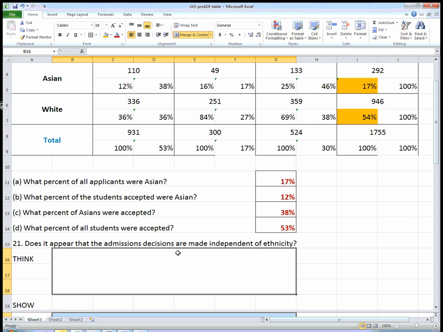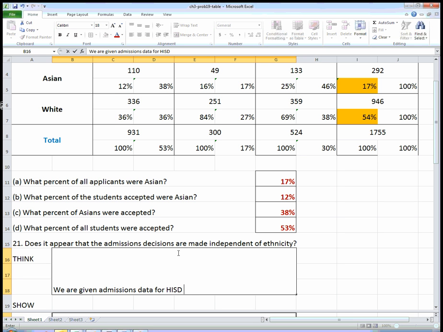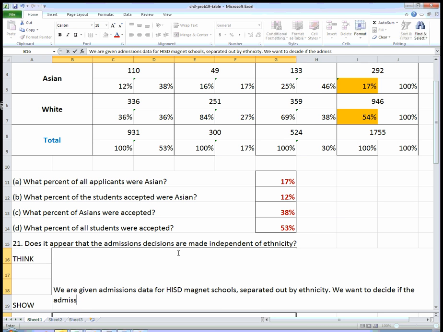Think: we want to figure out what data we are given and what question we are trying to answer. We want to use complete sentences. We are given admissions data for HISD magnet schools separated out by ethnicity. We want to decide if the admissions decisions are made independent of ethnicity. Well, how would we do that?